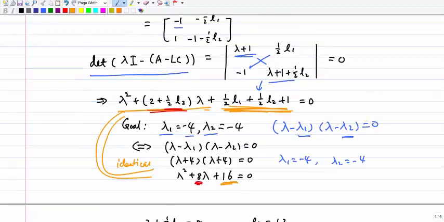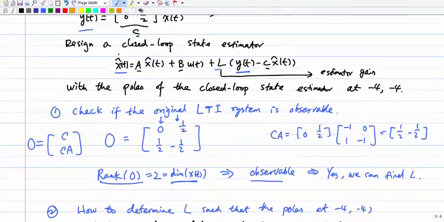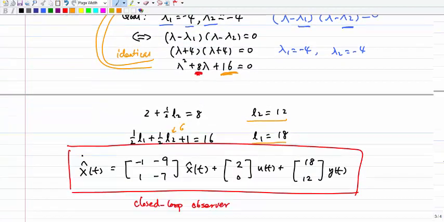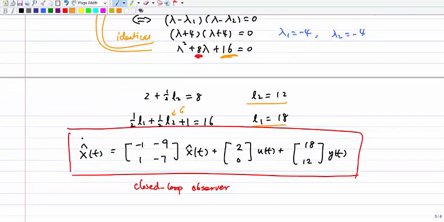Now we just replace L back into this term, and replace A, B, and C by their actual values. If I do that, I have x hat dot t equal to negative 1, negative 9, 1, negative 7 times x hat t, plus 2, 1 times u t, plus 18, 12 times y t. So that's my closed loop state observer.